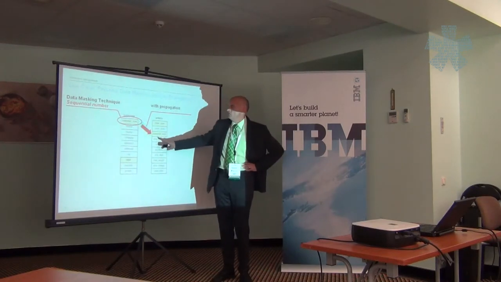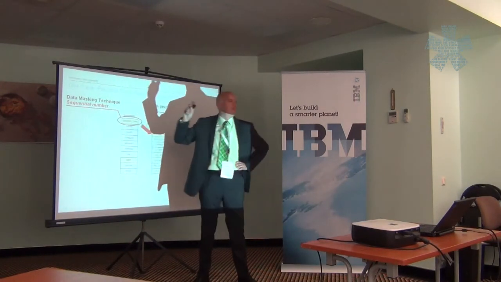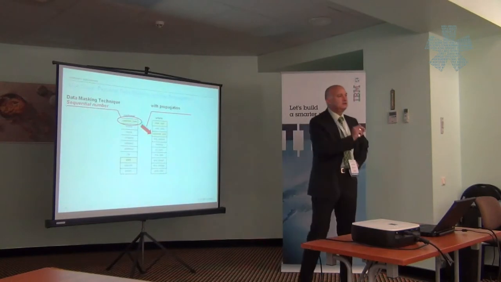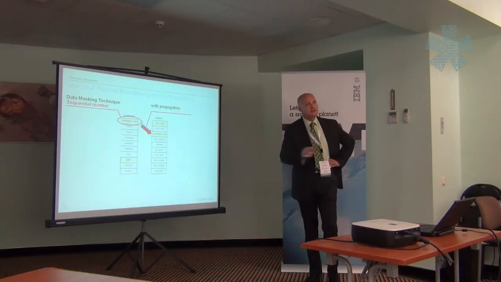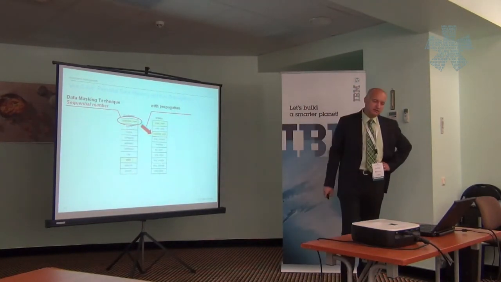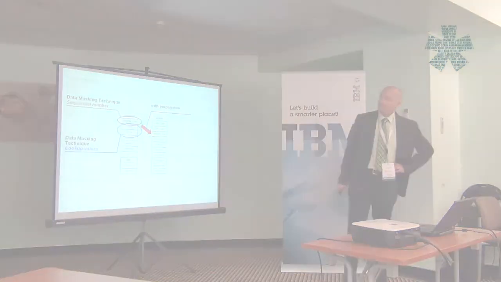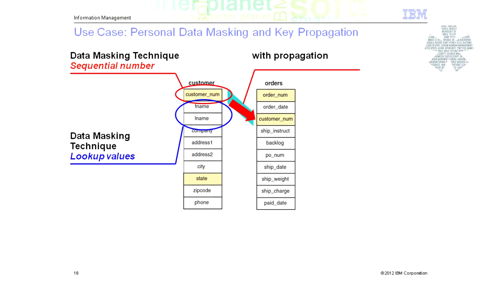We will propagate this foreign key. We will use sequential number masking, for example, instead of some IDs; we use a simple sequential number generator. Other masking techniques will be a lookup to a code table with names, first names and last names, to change the real first names and last names. That will be the second step to mask the data.